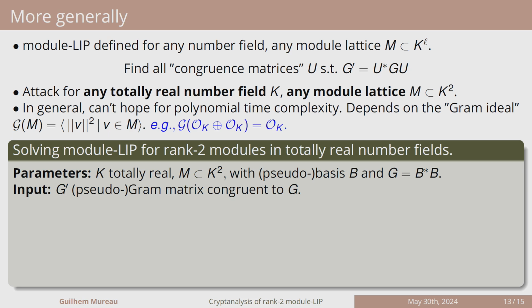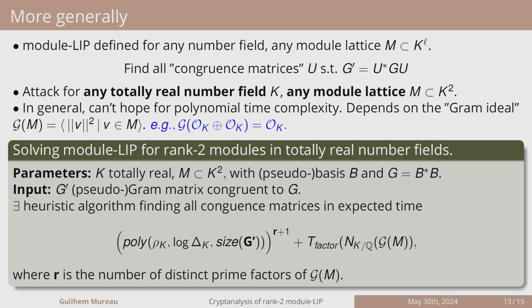And the general statement is the following. For any totally real number field and rank 2 module, we take as input G prime, a gram matrix which is congruent to G, and we can solve the problem, so recover all the congruence matrices, in expected time polynomial in ρk, the logarithm of the discriminant of the field, and the size of the input, everything to the r plus 1, where r this time is the number of distinct prime factors of the ideal generated by the square norms. And we have to add the time to factor the algebraic norm of this ideal.